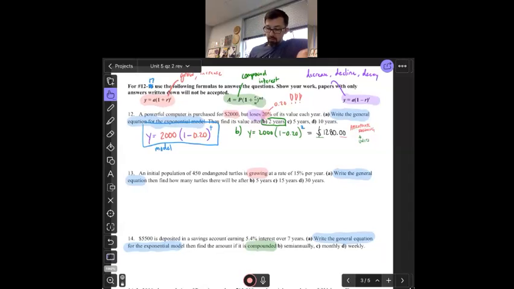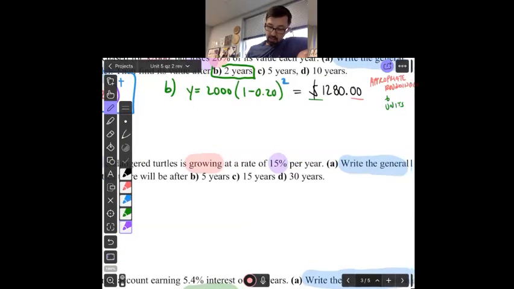Look at 13. That's a growing problem, so I should be using the red formula, the plus in it. I need my A value and I need my R value for the model. My A value, the initial amount of turtles. R value, which is the rate, but we always write that rate as a decimal. 15% is 0.15.